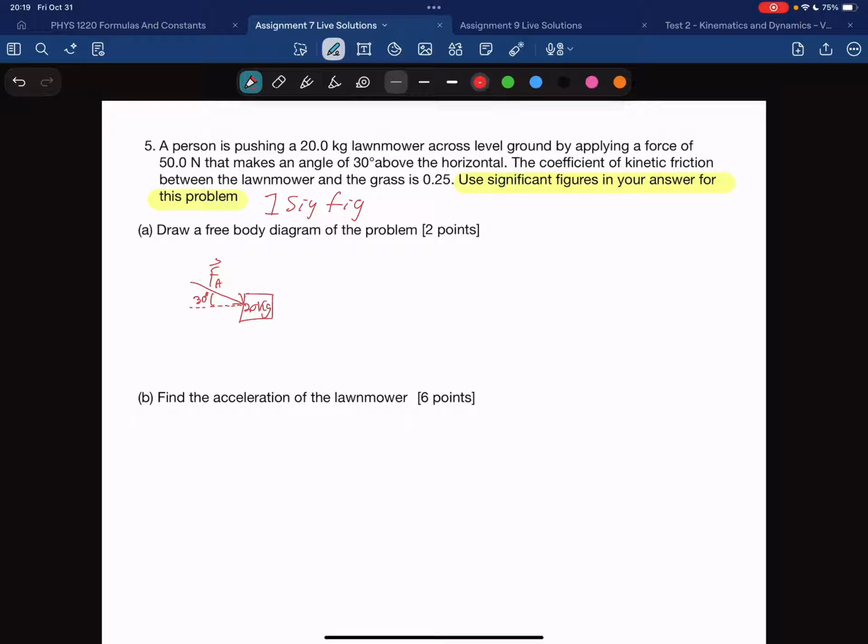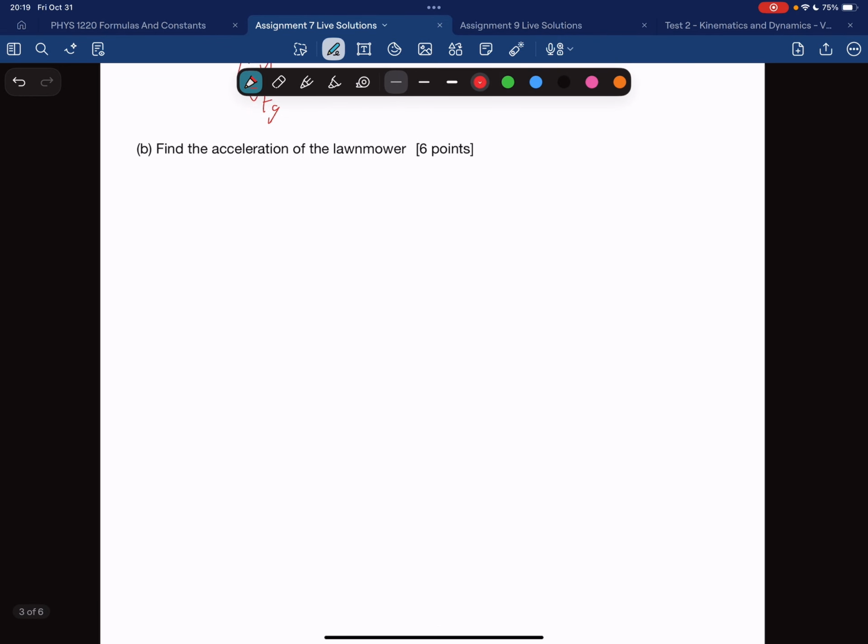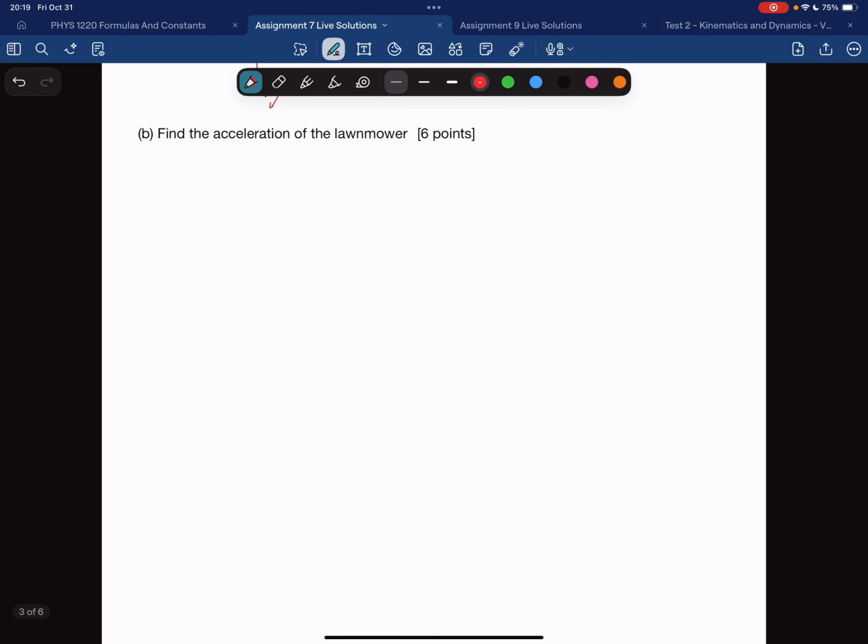That's my applied force. My force of friction is going to act in the opposite direction. It is in motion, so this is kinetic friction. I'm also just told it's kinetic friction in the problem. And I still have a normal force and force of gravity. So that was everything I was looking for in the free body diagram. And we're asked to find the acceleration of the lawnmower.